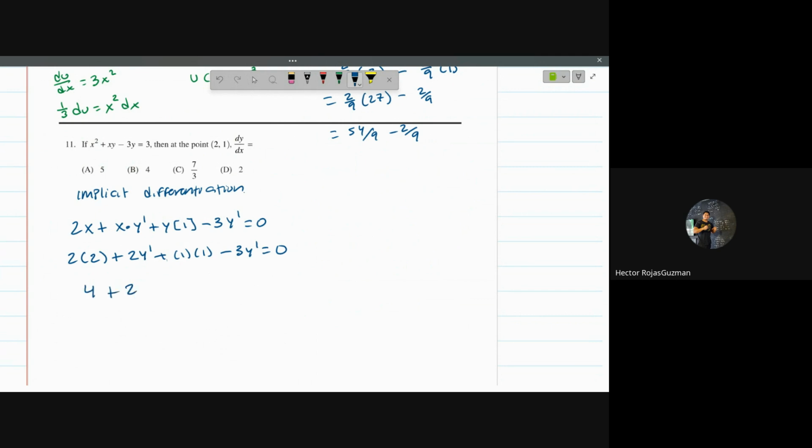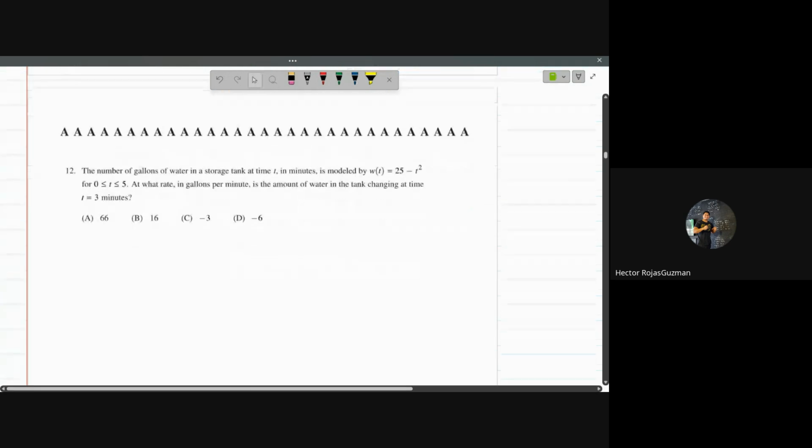4 plus 2y prime plus 1 minus 3y prime is equal to 0. 5 is equal to y prime, because I moved the y primes to the other side. All right, perfect. A. 11 is the answer. Number 12.